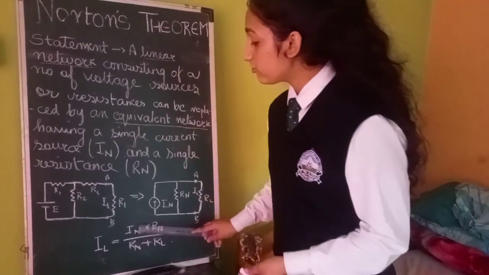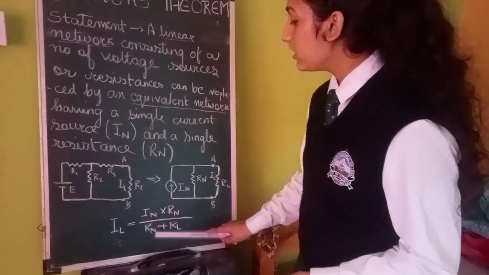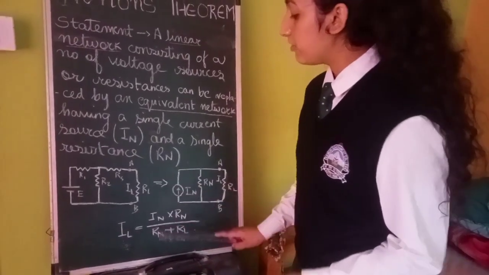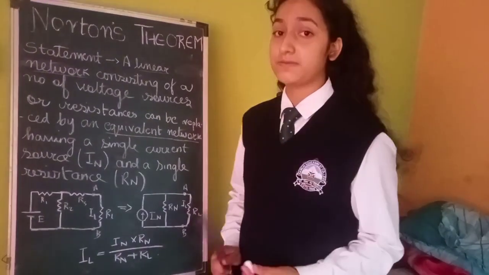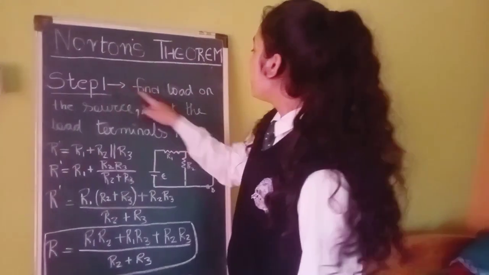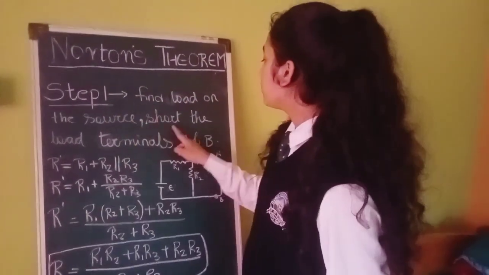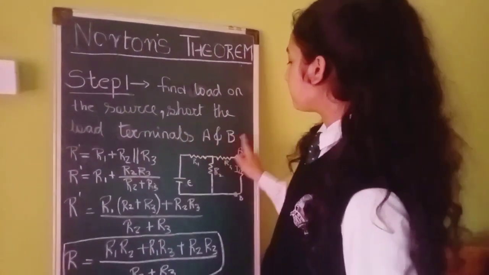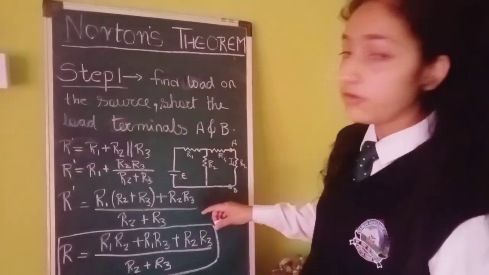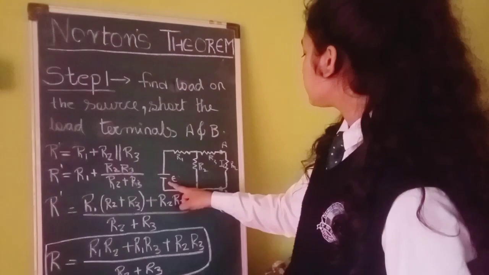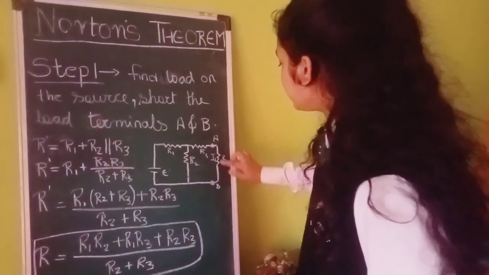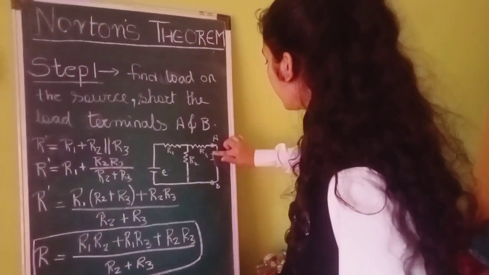First of all, we need to find IN and RN to use this formula. So friends, let's find the value of IN and RN step by step. Step 1. Find load on the source, short the load terminals A and B. So first of all, we need to find the load over here. To find the load, we need to short A and B. That is, we need to remove RL.